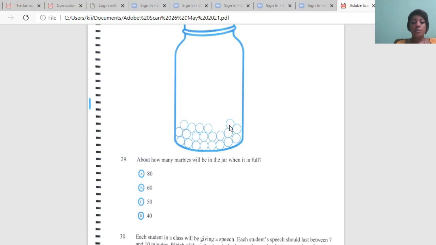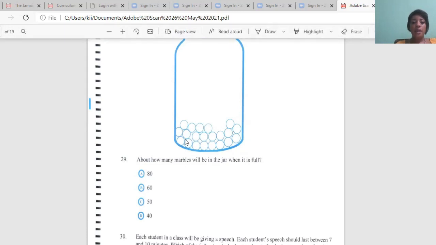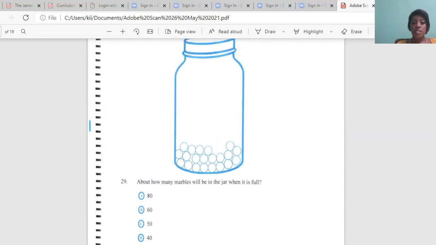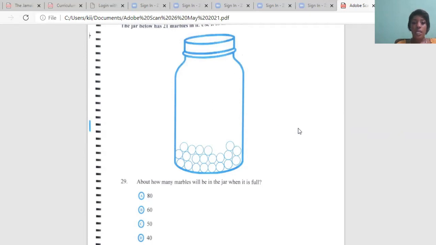And there's 1, 2, 3, 4, 5, 6, 7, 8. All right, so let me see how many rows this can have. 1, 2 rows, 3 rows, 4 rows. So I'm approximating how many rows I can get, and each row is 8, and I can assume that it might be 10 rows. But let's see, because it says about how many.